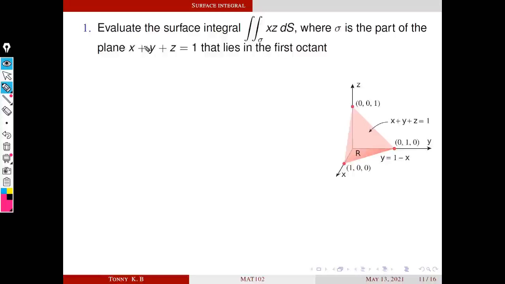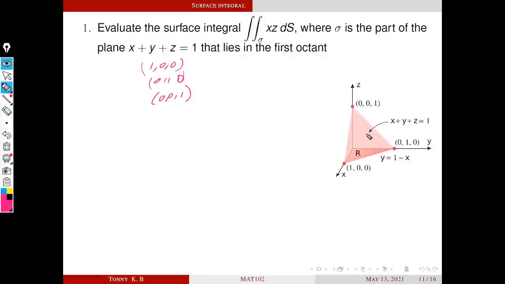First problem. Evaluate the surface integral, double integral over sigma of xz dS, where sigma is the part of the plane x plus y plus z equal to 1 that lies in the first octant. So this is the geometry of this surface. We know that x plus y plus z equal to 1 passes through the points (1, 0, 0), (0, 1, 0), and (0, 0, 1). So we know how to plot the surface, and we have to consider the portion corresponding to the first octant. So it's like a triangular portion in the first octant.